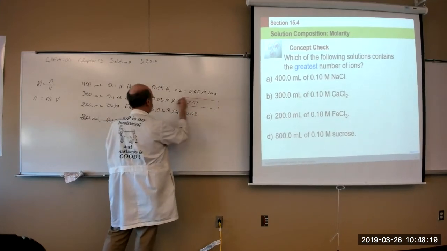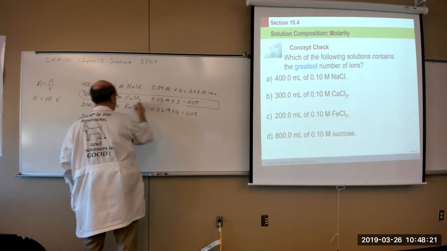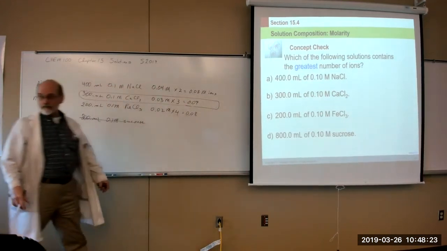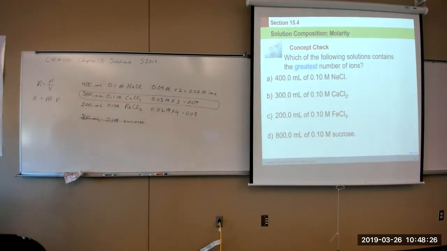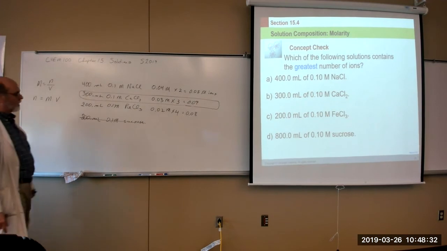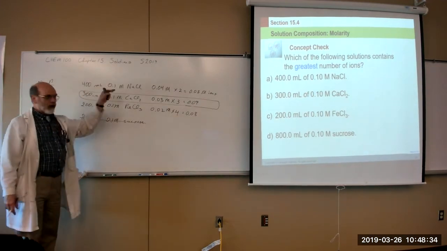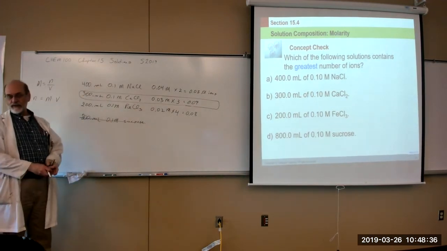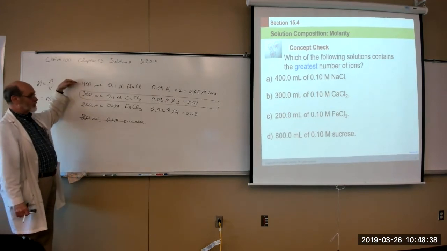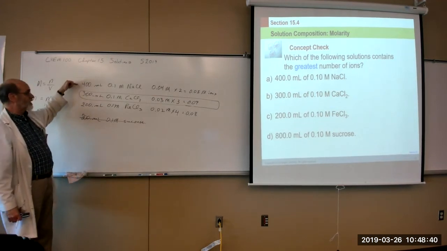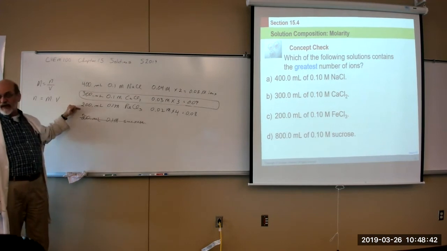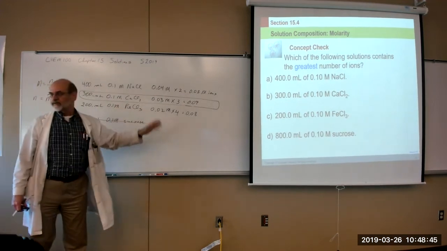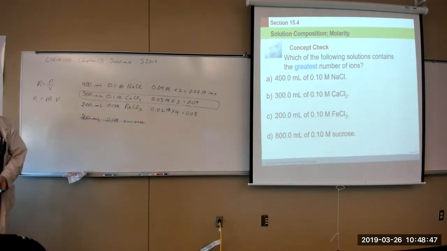So that one has the most moles of ions, greatest number of ions. Okay? And you wouldn't know that if you didn't actually just work out the problem. And when I say Henry Ford, I say, this calculation is done exactly the same as this one and exactly the same as that one. You just change the numbers based on the data you have.